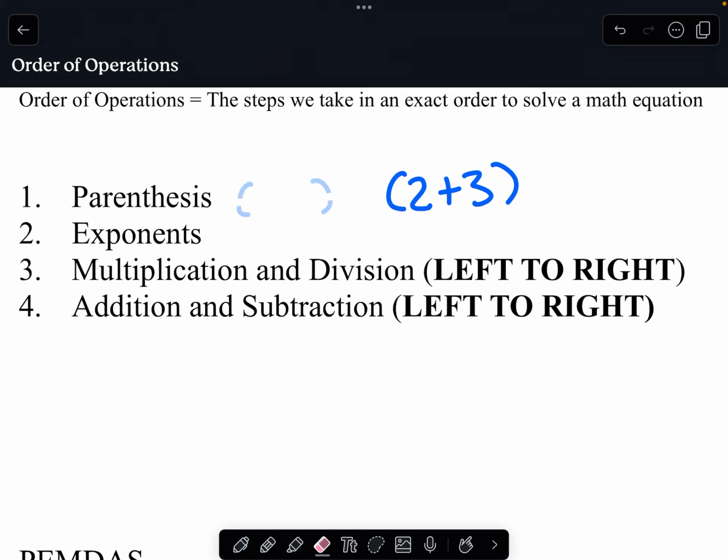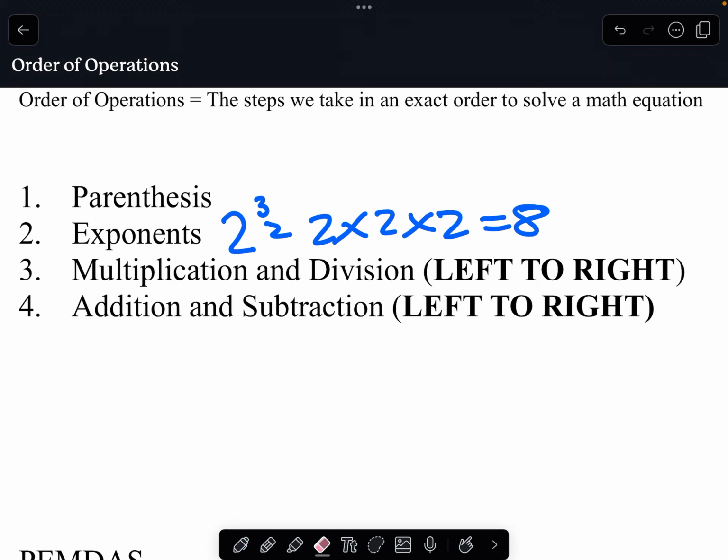Next, we're going to talk about exponents. Exponents are those little numbers, top right-hand corner of a number, and a little bit smaller, and it tells you how many times to multiply a number by itself. So 2 to the power of 3 is 2 times 2 times 2, which equals 8.